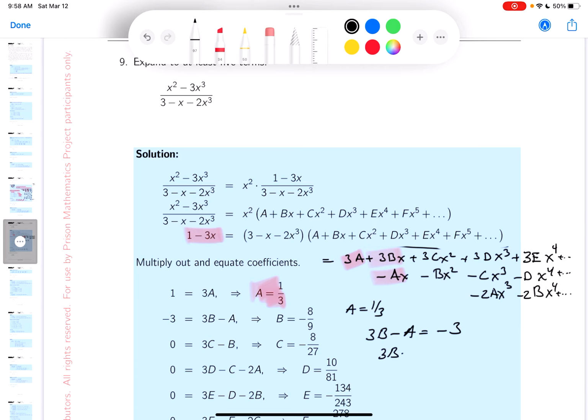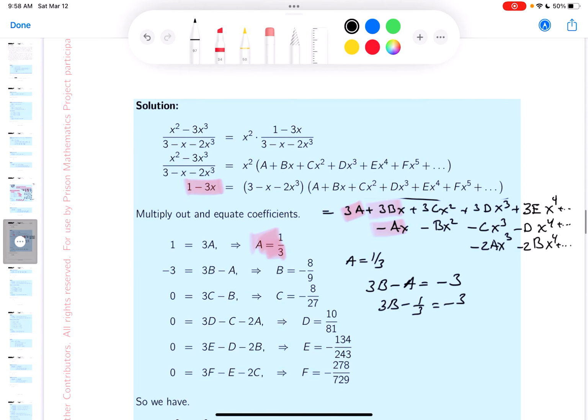3b minus 1/3 equals minus 3. I can multiply both sides by 3. You get 9b minus 1 equals minus 9. 9b equals minus 8. b equals minus 8/9. So I got that part covered. That's right over here. All right? Got to keep moving on, though.